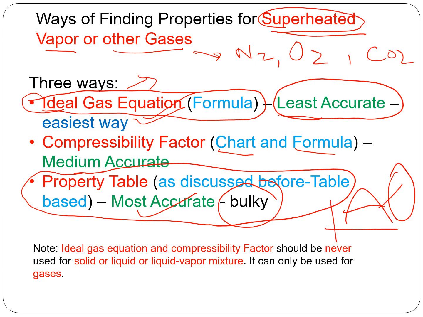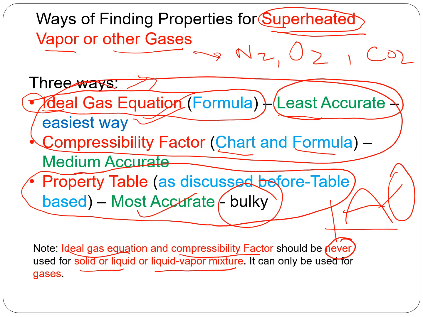Very important thing, whenever you are using the ideal gas equation and compressibility factor, you should never, this is important, never use it for solid or liquid-vapor mixture. These two equations can only be used for gases. You never use them for liquid. I have seen in the exam, it says this is a liquid or solid, and you tend to use the ideal gas equation. That is absolutely wrong. You cannot make use of the ideal gas equation when it is a liquid.